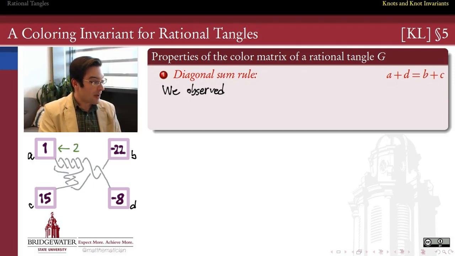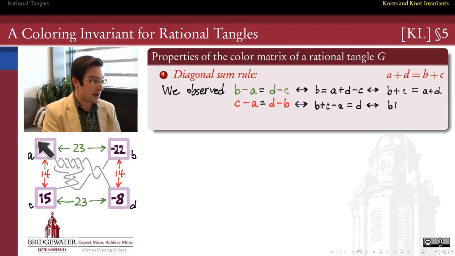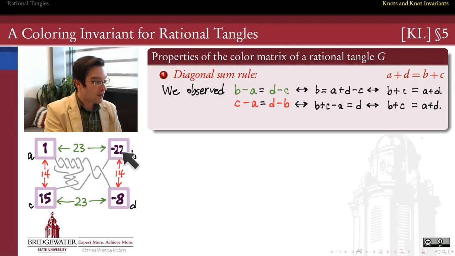We observed that it didn't matter whether I subtracted the integers across the top or across the bottom, I got the same difference. I got 23 when I subtracted the tops, and I got 23 when I subtracted the bottoms. Likewise, the right difference ended up being the same as the left difference. Those both are separated by 14.